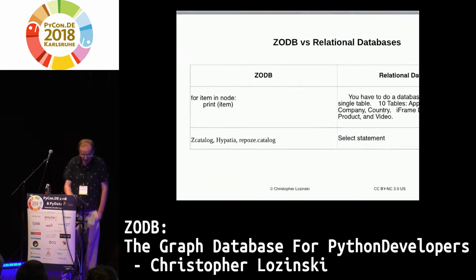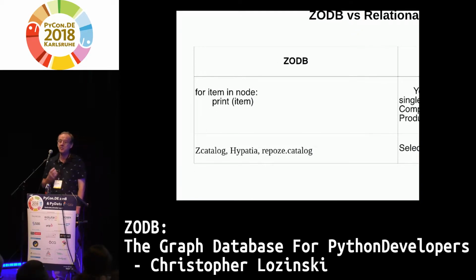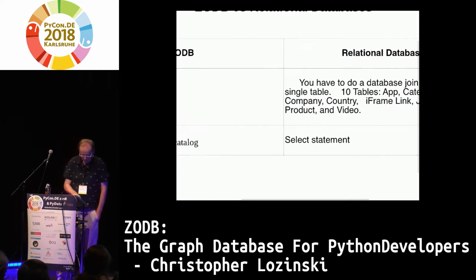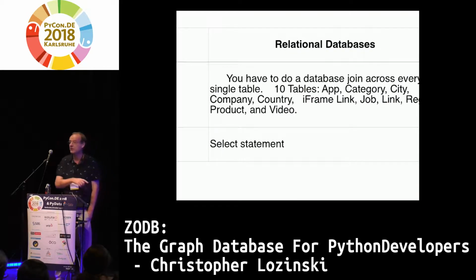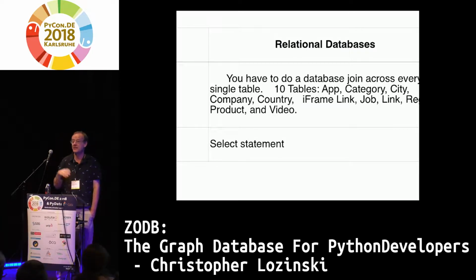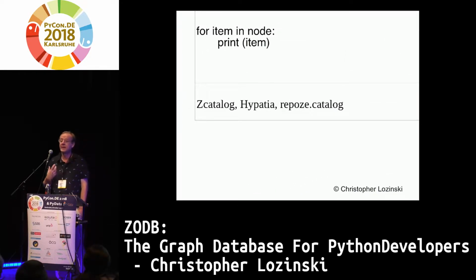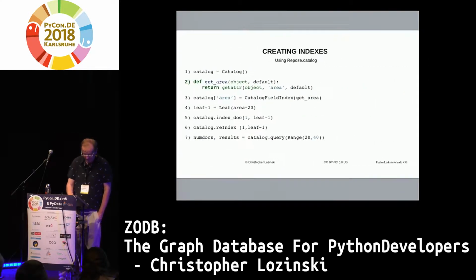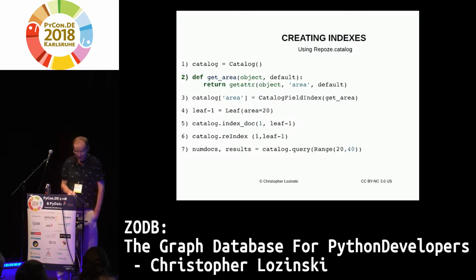And of course, different things are better at different things. So in the ZODB, if you want to iterate over all the objects in a node, it's really easy to do that: for item in node, print item. But if you want to do that in a relational database, you'd have to do a join across however many different tables. But some things are easier in a relational database. If you have a person with an age, and you say give me somebody who's between 21 and 35, that's really easy to do in a relational database. But in the ZODB, you have to create your own index. It's not that hard to do. You can look it up on the web how to do it.